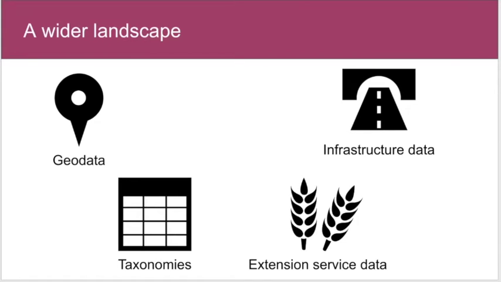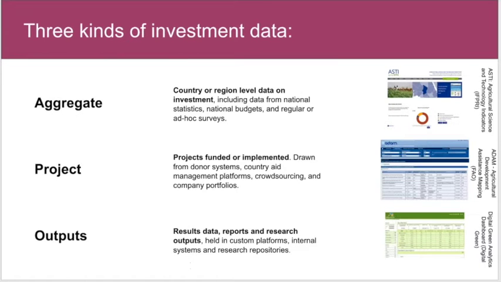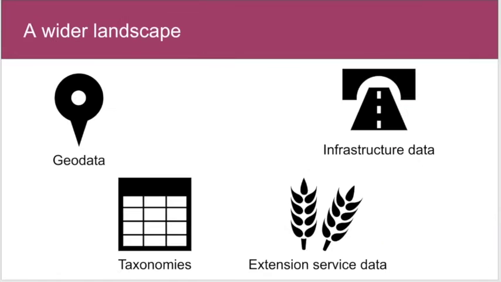Obviously, that data on investments, funding, resources is part of a wider landscape of data that we need to be conscious of, and many people on this call will work on this wider landscape as well. Things like geodata for agriculture, data on infrastructure, taxonomies, or data from agricultural extension surveys. So when we've been looking at the ag investment data landscape, we've been particularly focusing on these aggregate projects and output data, but cognizant that it needs to connect up with this wider landscape.